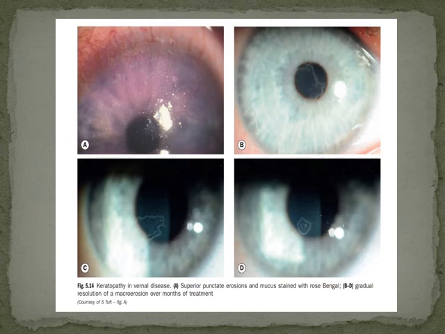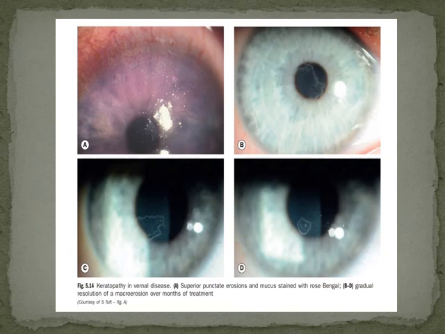Treatment of vernal keratopathy when the cornea is involved: if there is superficial punctate epithelial keratitis, then instillation of steroid should be less. Then if large vernal plaques are present, surgical excision by superficial keratectomy can be done.